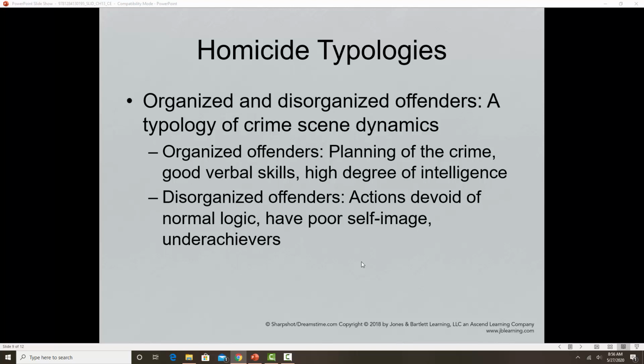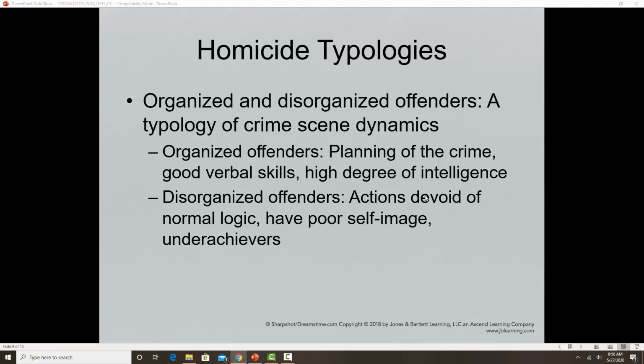They have an organized and disorganized crime scene. Organized offenders plan the crime out. They tend to have good verbal skills, a high degree of intelligence, and how you can tell is by looking at the crime scene. They don't leave a lot of evidence behind. It seems to be planned. They bring their own weapons.